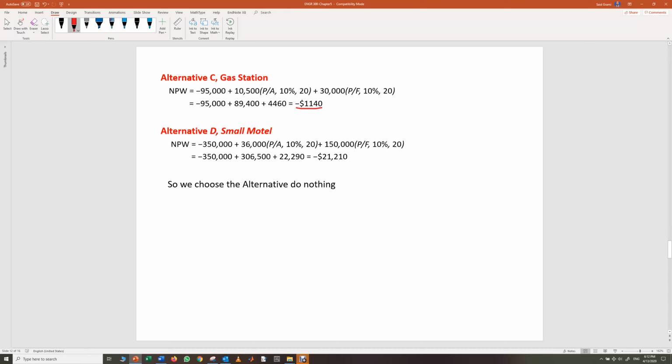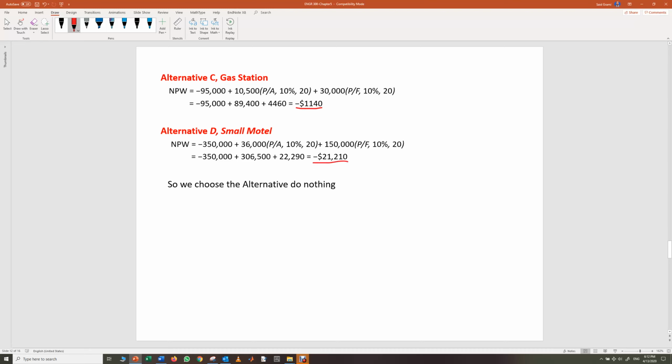And alternative D, small motel. So net present value, we have the initial cost minus 350,000. We have 36,000 uniform series, so looking for P given A, 10%, 20 years, plus the final value 150,000, looking for P given F, 10%, 20 years.